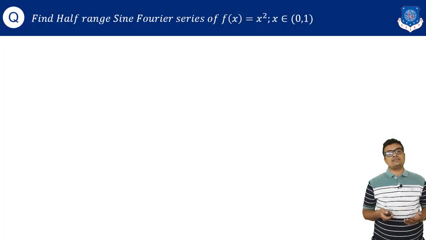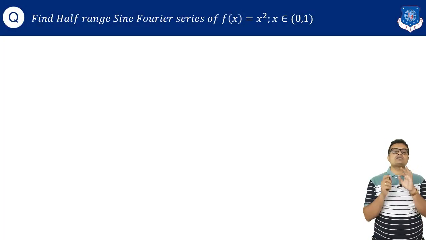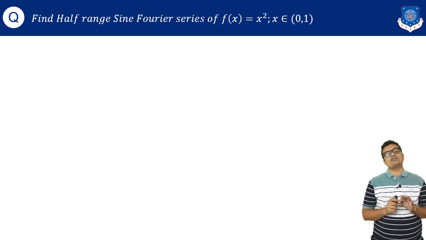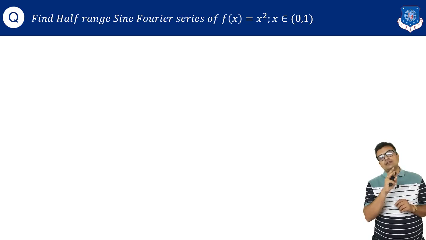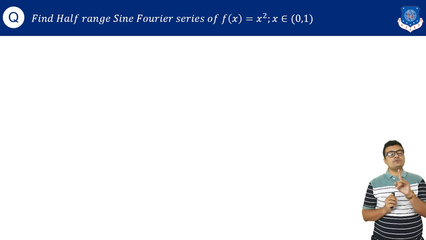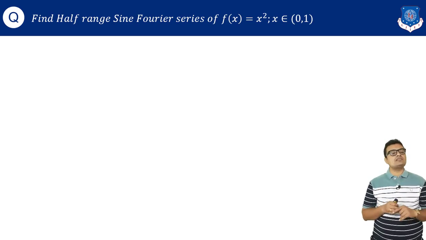Now let us consider another part, which is half range sine series. So I will represent now the same question x square from 0 to 1 with the help of sine series. So as I told you, don't get confused about the nature of the function. See, the nature of the function, it is even, x square, but it is not useful as the interval is not symmetric. Interval is 0 to 1.